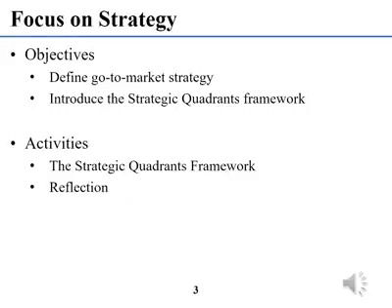Our primary objective in this section of the course is to define go-to-market strategies. We'll do that by using the Strategic Quadrants framework. And you'll learn how to define an industry and to define what a customer is in ways that allow you to create the Strategic Quadrants framework.